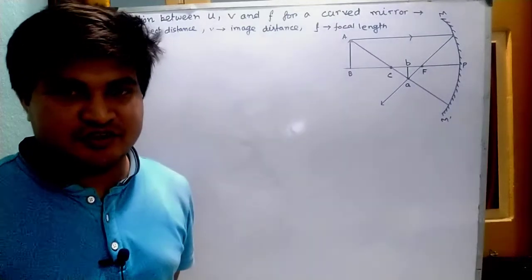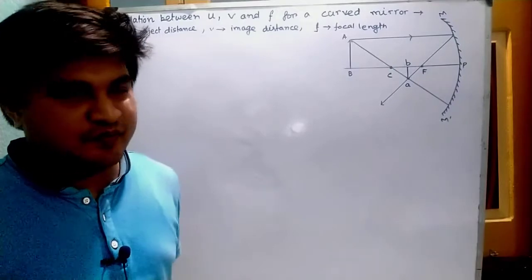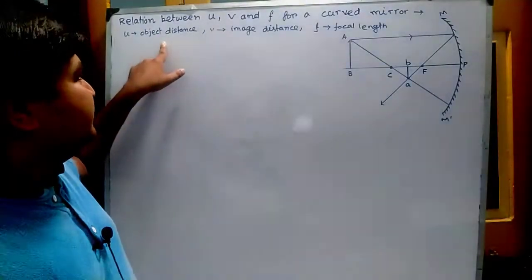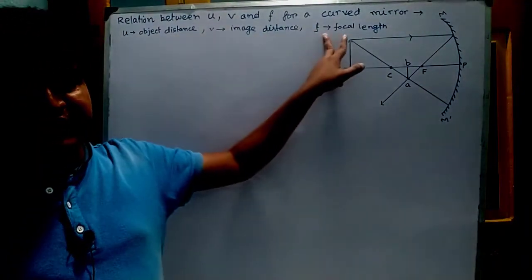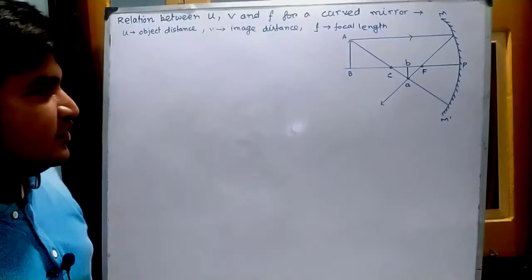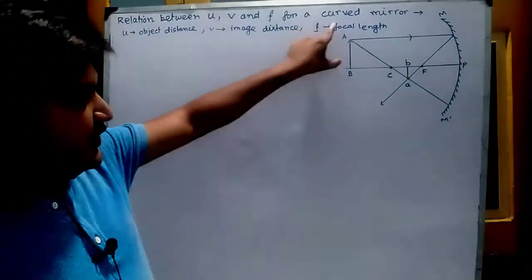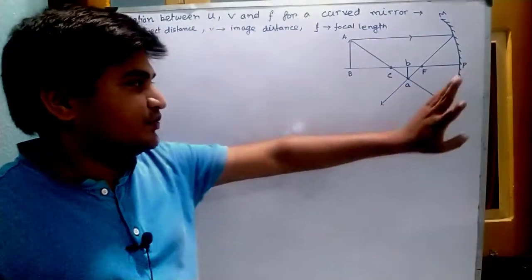So, the relation between object distance, image distance and focal length of a curved mirror. Here U represents object distance, V represents image distance and F represents focal length. In this figure we consider AB is the object and A'B' is the image produced by a concave mirror.